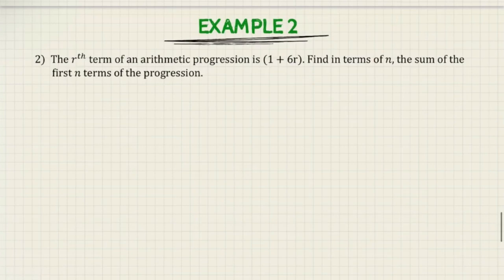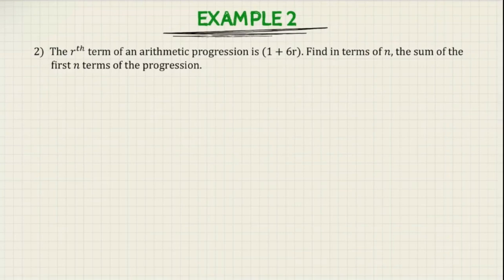Okay. Soalan yang kedua, the r-th term of an arithmetic progression is 1 plus 6r. Find in terms of n the sum of the first n terms of the progression. Banyak betul dia punya n terms ni. Okay. Kalau kita baca, cuba fahamkan semula. r-th term maksudnya Tr. Okay. So Tr is equals to 1 plus 6r. Okay, ini yang diberi dekat soalan.